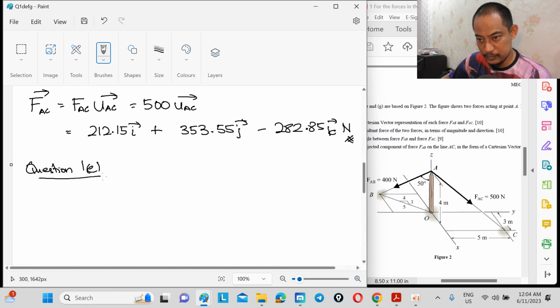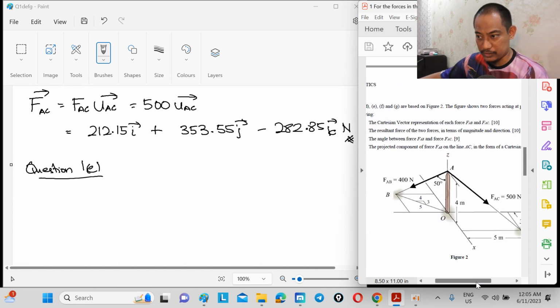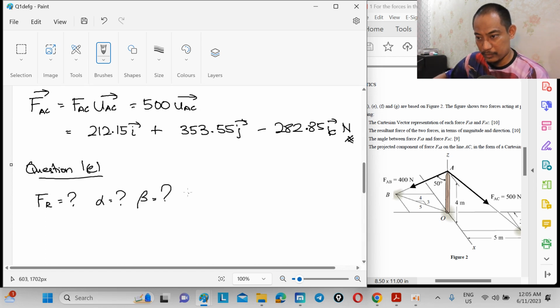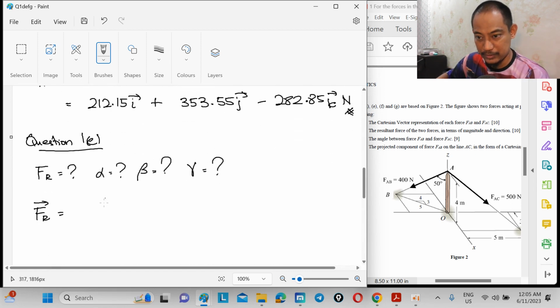Next question, 1E, is the resultant of the two forces in terms of magnitude and direction. So we need to find what FR's magnitude is and what the direction is, meaning alpha, beta, gamma. FR in terms of vector, we should be able to calculate straightaway. So this will be FAB plus FAC.